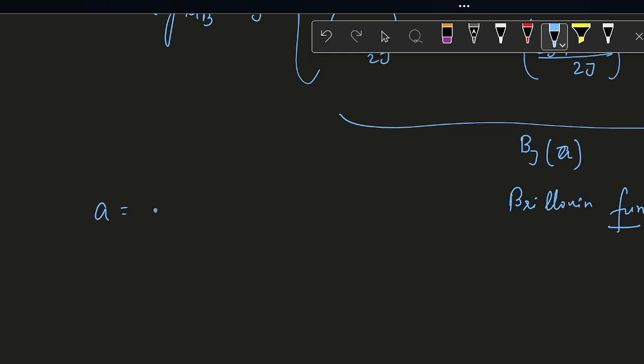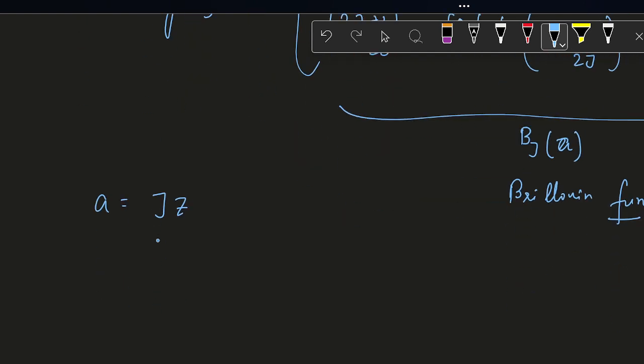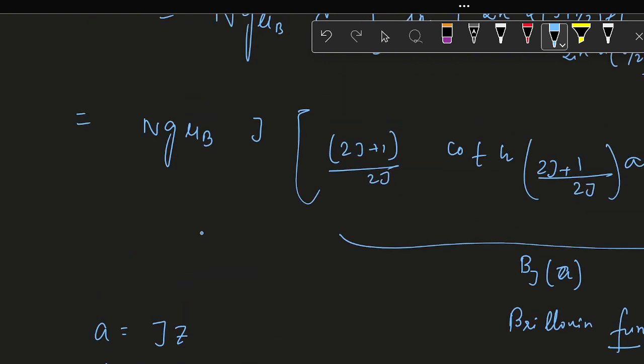So a is nothing but j times z. For the sake of simplicity, you have redefined the term j times z as a, and z has also a different value. So the total value of a is g mu_B divided by k_B T. This is your a value, and this is your final average magnetization expression for the quantum theory of paramagnetism.